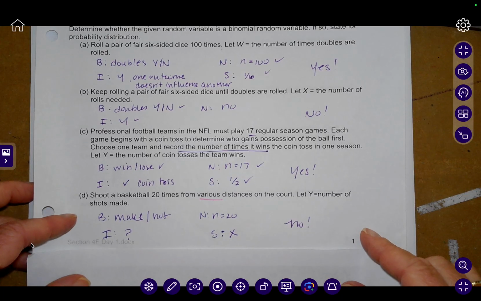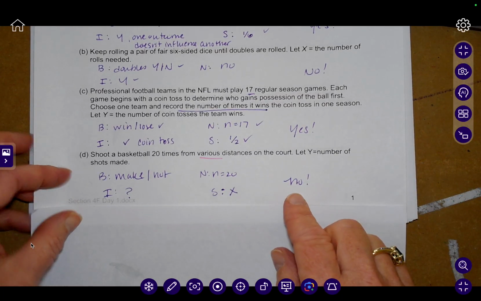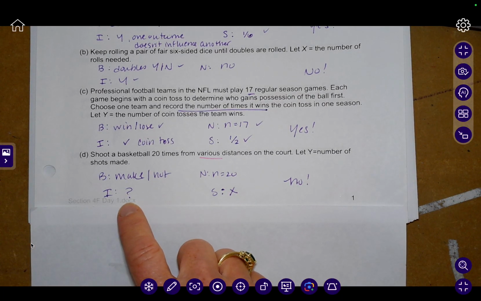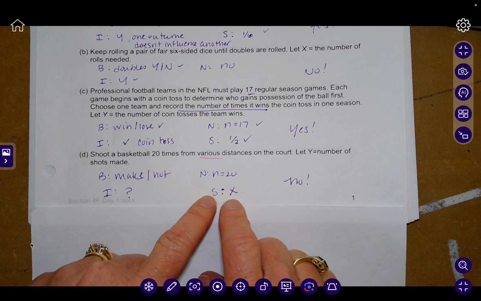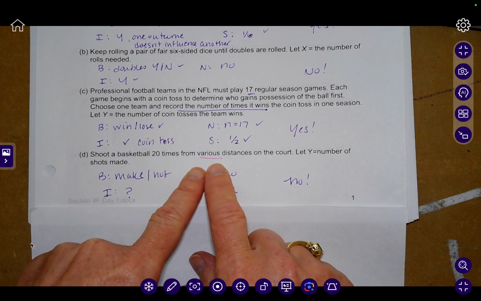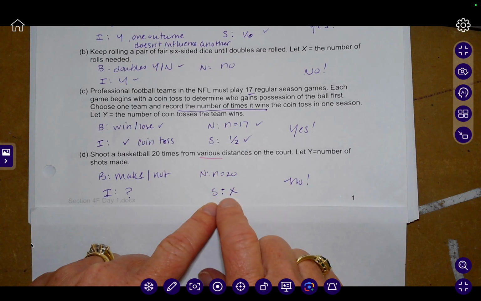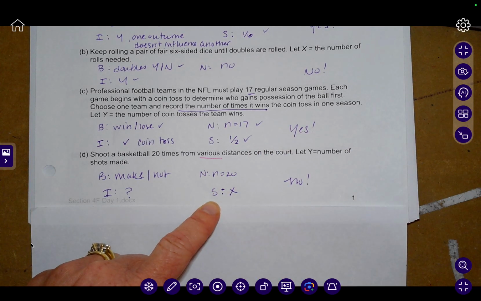The last one, probably not independent. It's a no for sure. Independent, you could question that no matter what. Everybody usually agrees that this one is not met. Various distances on the courts, so he probably has different success rates depending on where he's shooting from.